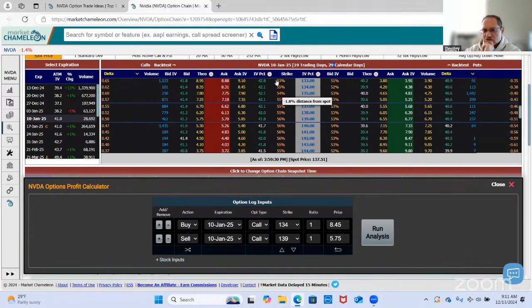And within this options chain, it already populated the 134 call for us. So you could see here, here's the 134 call. The ask price is 8.45. So over here, you could see the January 10th 134 call, $8.45. Then here's the 139 call. The bid is 5.75. So you can see here selling the Jan 10th 139 call, 5.75. So it queued up this spread for us. If we run analysis, it'll complete the analysis for us.